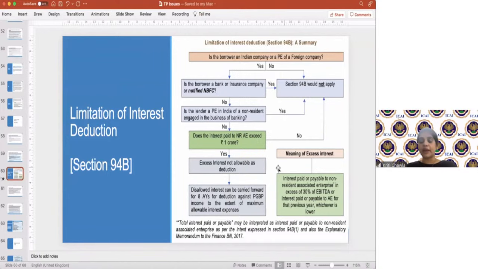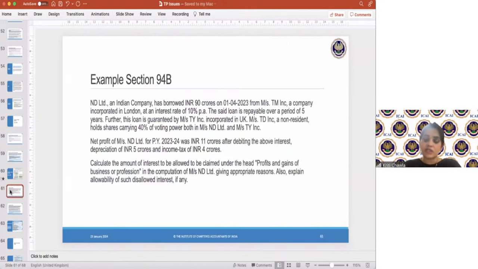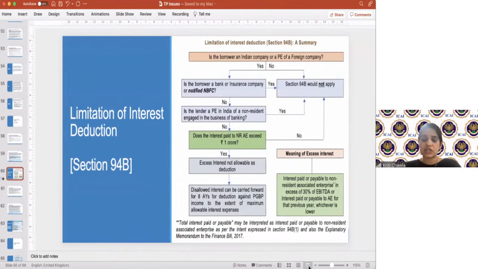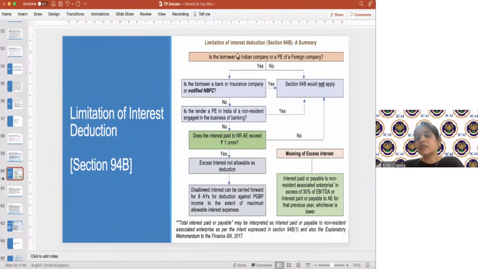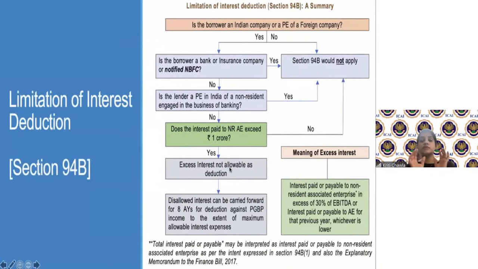So this is what I've provided in terms of a chart out here, and after this chart we'll discuss an example on what is the interest limitation. But let's look at this chart first. The chart asks: is the borrower an Indian company or a PE of a foreign company? Because this is an Indian section provided in the Indian Income Tax Act, it is available for an Indian company. Or maybe there is a foreign company that has a permanent establishment in India, then also this will be applicable. But primarily, what you need is an Indian company.